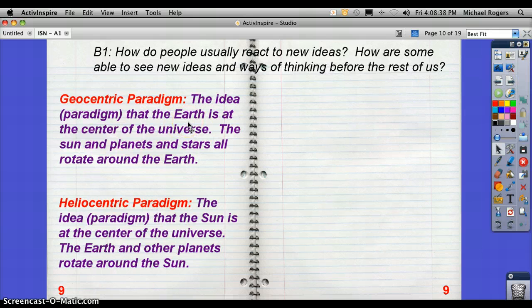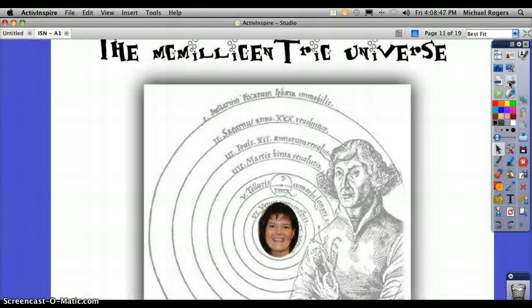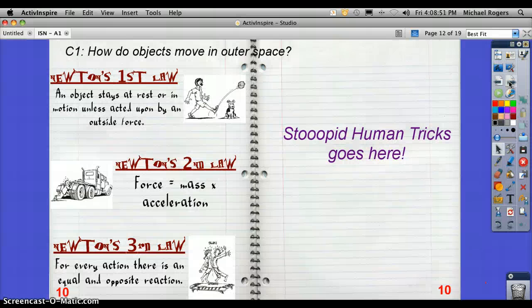Which I don't need to remind you, of course, are different views of how we think the Earth and the Sun interrelate with each other. That's all Big Idea B stuff. We really want to move on to Big Idea C. So we're going to move past the heliocentric universe and look at our Big Idea C and our C questions.